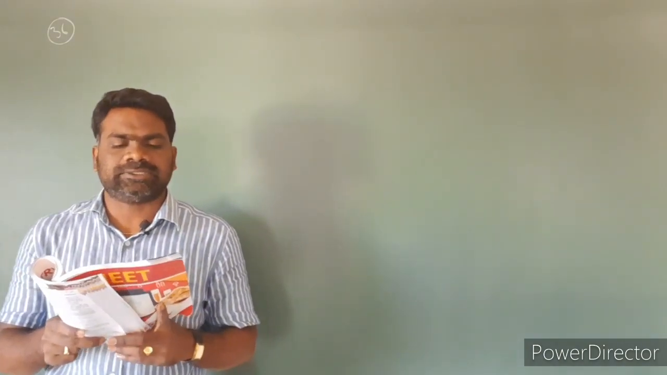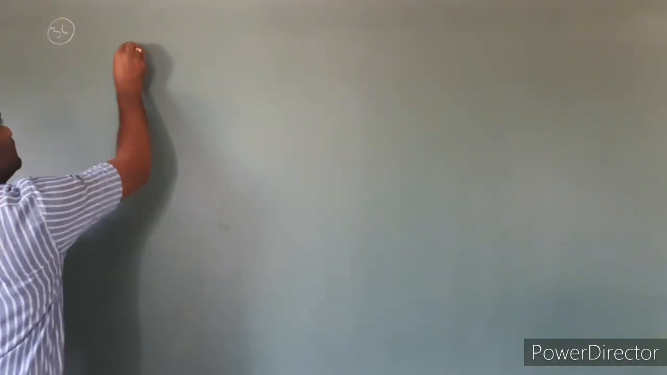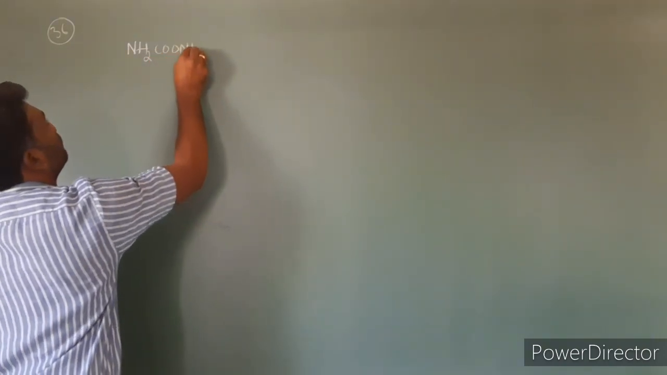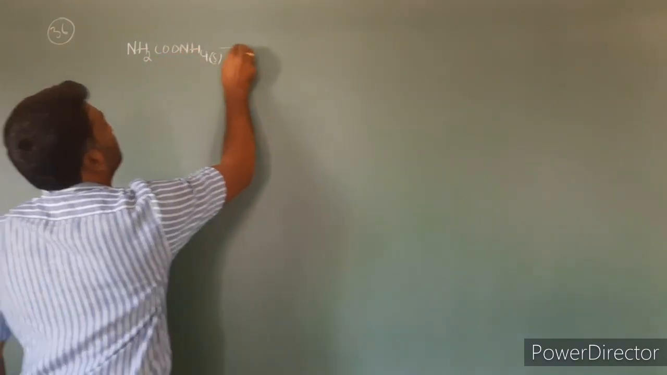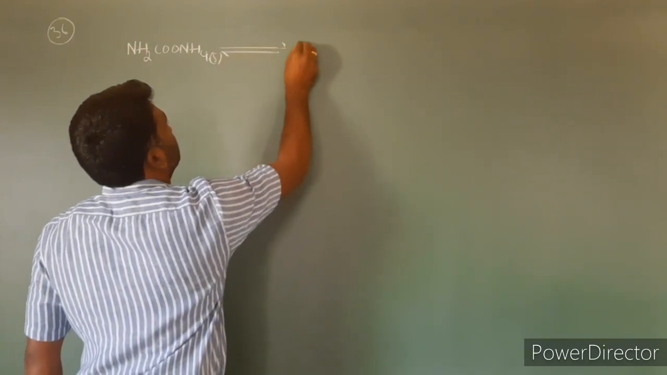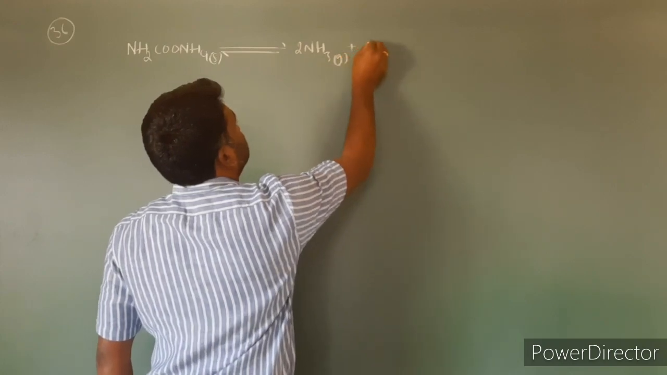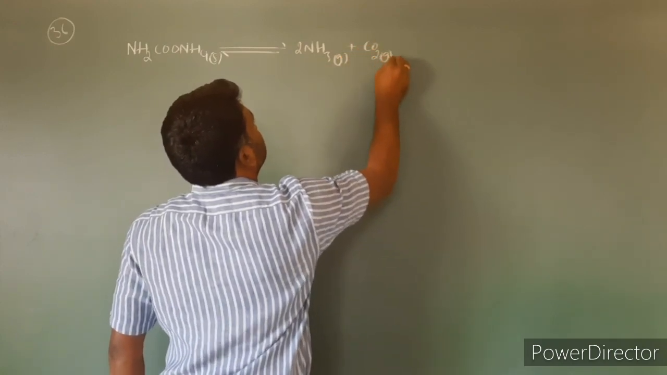Next, question number 36. Look at question number 36. NH2COONH4 gives rise to 2NH3 plus CO2. If the equilibrium pressure is 3 atmosphere for the above reaction, Kp will be. So first let us write the equation. NH2COONH4, it is a solid, gives rise to 2NH3 gas plus CO2 gas.